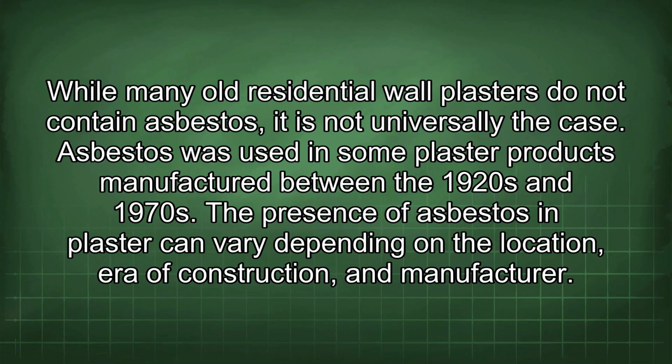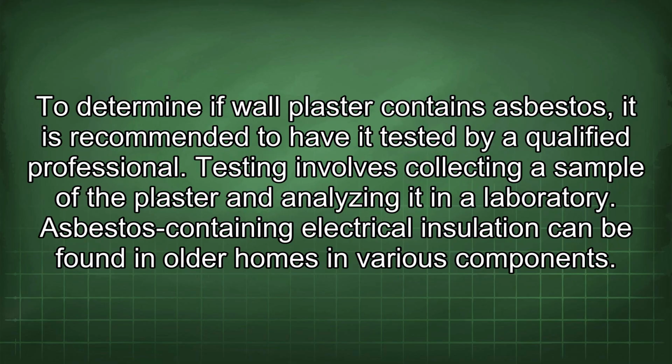While many old residential wall plasters do not contain asbestos, it is not universally the case. Asbestos was used in some plaster products manufactured between the 1920s and 1970s. The presence of asbestos in plaster can vary depending on the location, year of construction, and manufacturer. To determine if wall plaster contains asbestos, it is recommended to have it tested by a qualified professional. Testing involves collecting a sample of the plaster and analyzing it in a laboratory.